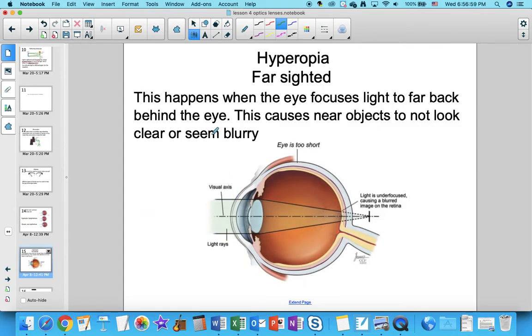So, hyperopia. This happens when the eye focuses the light too far back behind the eye. This causes near objects to look fuzzy or blurry. Right? So light is being reflected off the lens, but because of either how the eye is shaped or how the lens is shaped, it can cause light to focus too far back. Now, light doesn't actually go through our eyes, right? So it stops here. So because the light isn't reaching that focus point, the point where all the light is touching, things are going to look blurry if they're too close.